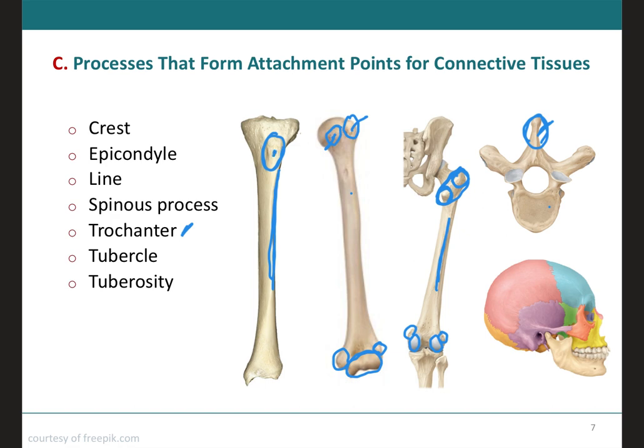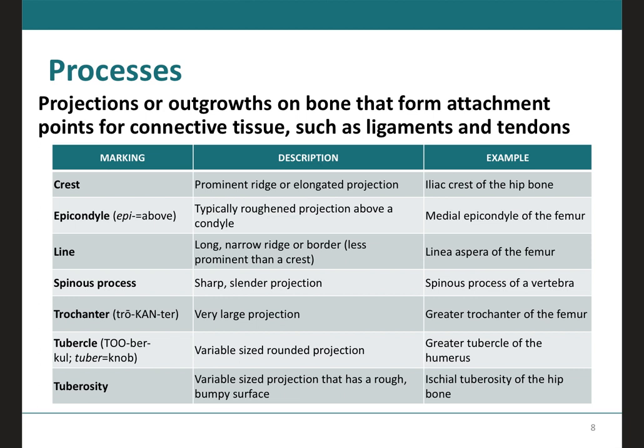This tuberosity over here is going to be called the tibial tuberosity because it's a tuberosity and it's on the tibia. So now we have all the terms that you need to know. Again, this would be a table that will give you the definition and the examples, some of which we used on the previous slide.